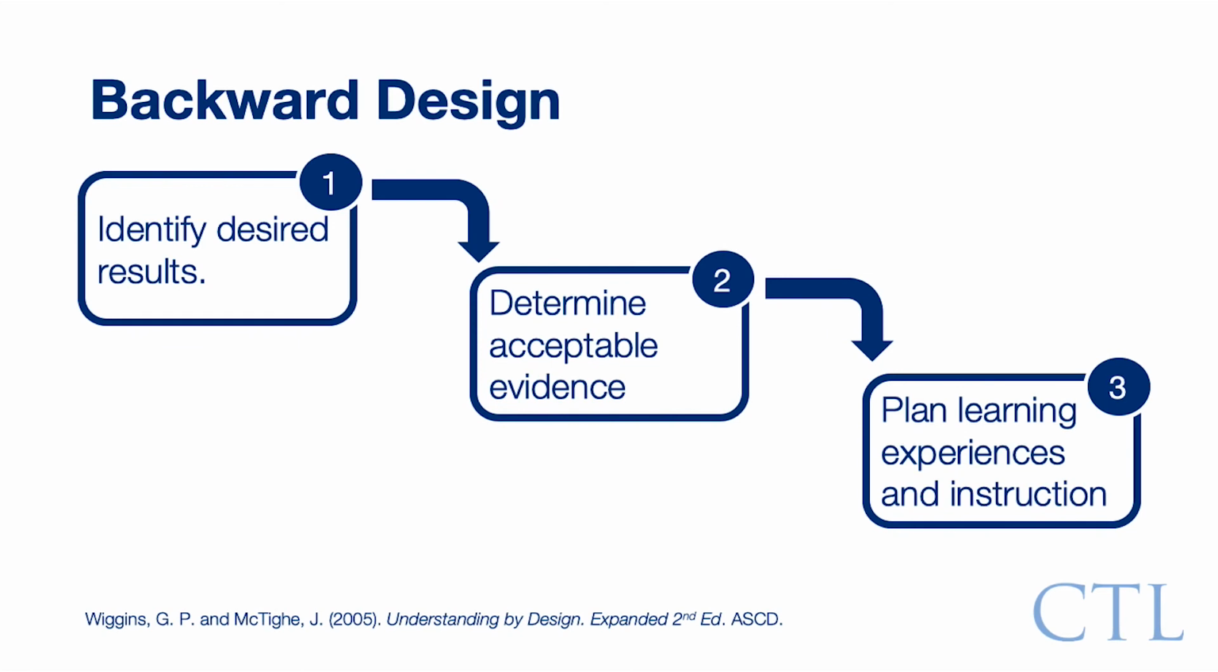Wiggins and McTighe outline a three-stage approach to planning backward. Stage 1, identify desired results. Stage 2, determine acceptable evidence. Stage 3, plan learning experiences and instruction. Next, we will explore each of these stages in more depth.